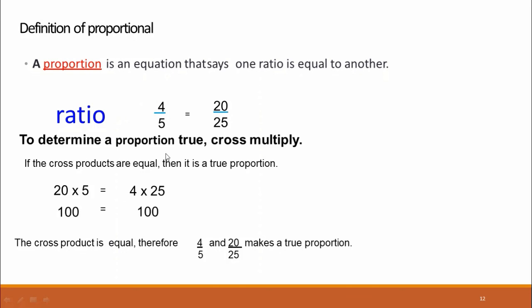To determine a proportion, we use cross multiplication. For example, we want to verify this proportion. For the verification, first of all, using cross multiplication, 4 multiplied by 25 and 5 multiplied by 20. 5 times 20 is 100, and 4 multiplied by 25 is also equal to 100. So the results of this cross multiplication are equal. Therefore 4 by 5 and 20 by 25, these two ratios are in proportion.